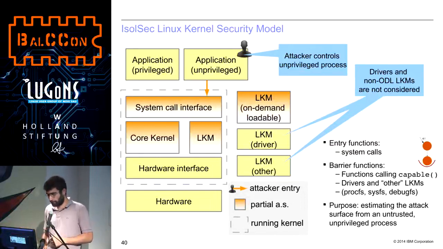So the application itself is unprivileged and has access to the system call interface. Those are the assumptions that we are making. Based on that, you will have a partial attack surface, so part of the code that constitutes the system call interface, the core kernel, and the LKMs that are already running will be within the attack surface. But you will also have some on-demand loadable kernel modules which will be in the attack surface, because code from those kernel modules can be loaded on demand if the attacker requests, and the kernel will happily load, for example, sockets such as RDS automatically when you start using them.